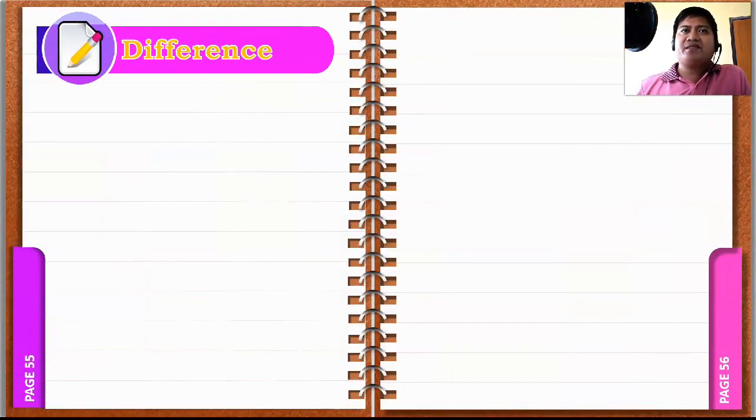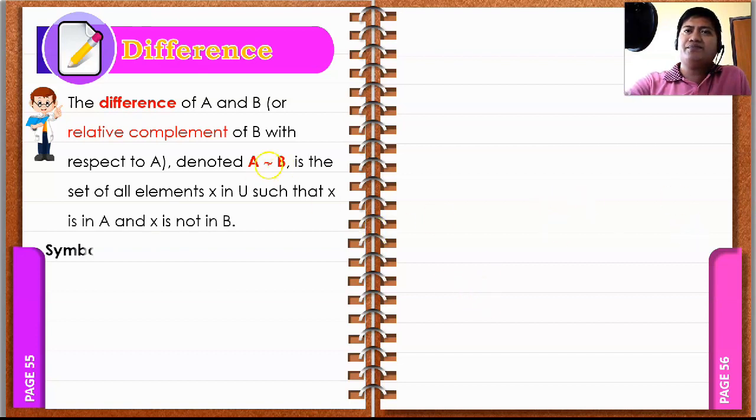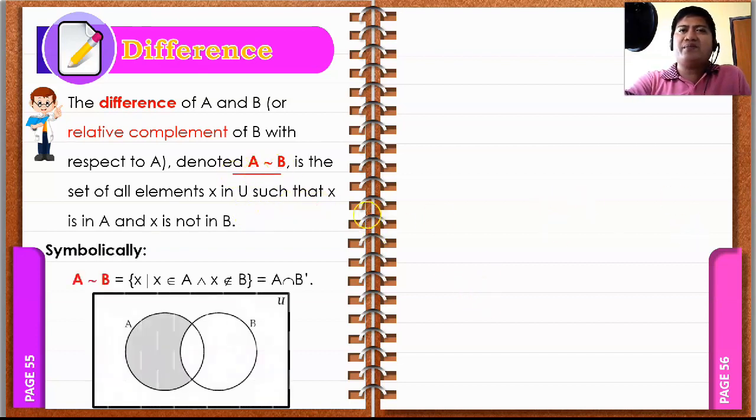So for the difference, the difference of A and B, or the relative complement of B with respect to A, is denoted by this symbol, is the set of all elements X in the universal set such that X is in A and X is not in B. So this is the symbol. X is an element of A and X is not an element of B. So the only shaded part is this part of A.